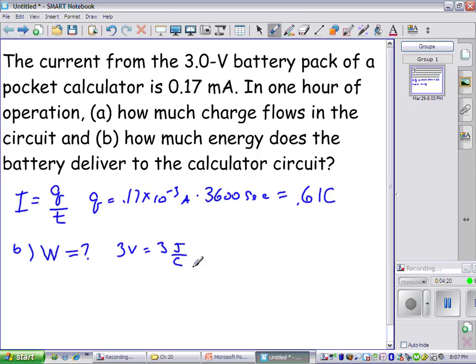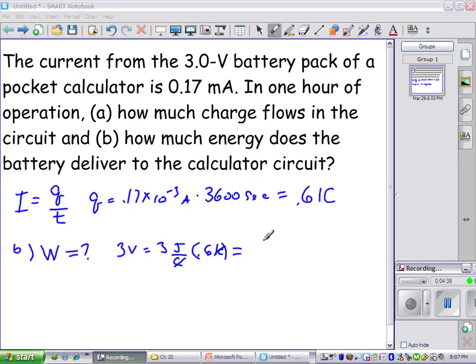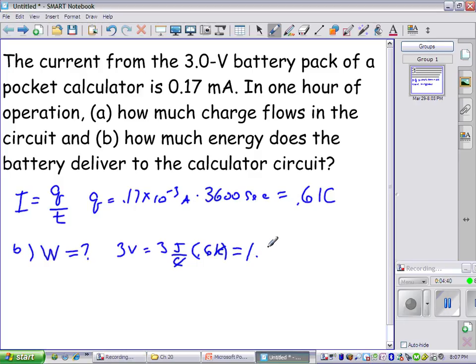So what I really need to do is multiply by 0.61 coulombs, and those coulombs cancel, and I'm left with joules. So I have my answer of 1.8 joules. Now this leads to the idea of an equation, work equals Q times delta V.